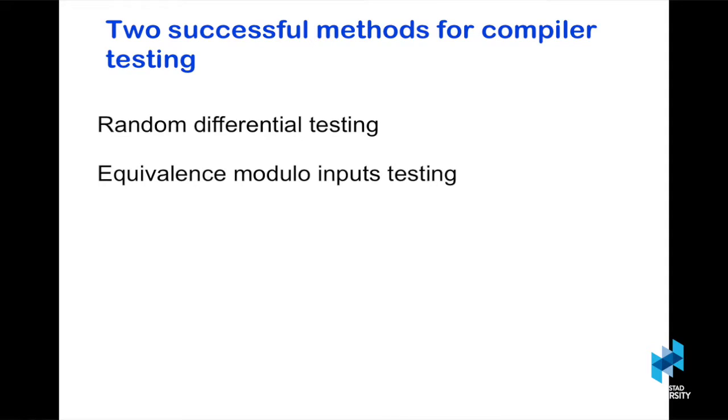What I'm going to do first of all is talk to you about two compiler testing methods that have been particularly successful in recent years: random differential testing and equivalence modulo inputs testing. Equivalence modulo inputs testing is an example of something called metamorphic testing, and I'm going to tell you about my recent work on applying metamorphic testing to graphics compilers, with my PhD student Andrei Lascu and some other members of my research group.